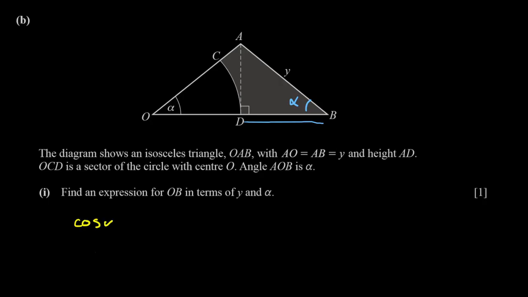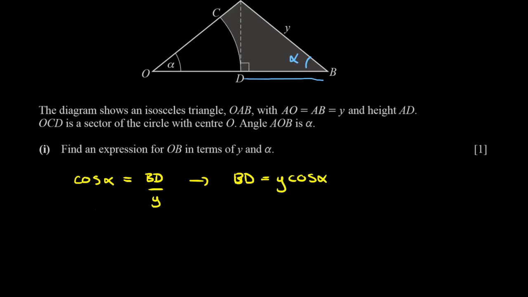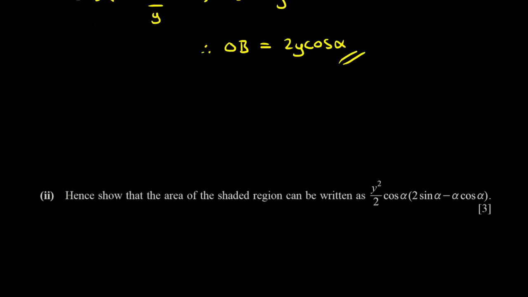Cosine of alpha would be equal to adjacent, which is BD, over hypotenuse, which is y. We can rearrange that to get BD is equal to y cosine alpha. And if that's the case, OB is double that, so we can say OB is 2 lots of BD, so it's 2y cos alpha. So that's our answer there. It's nice and straightforward.